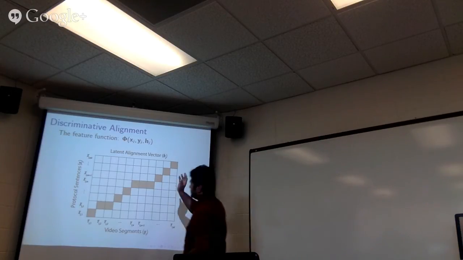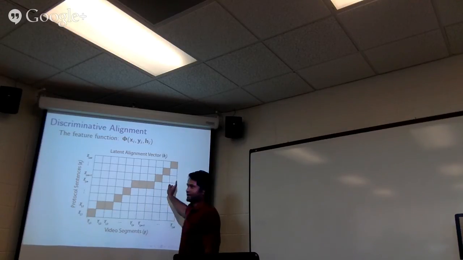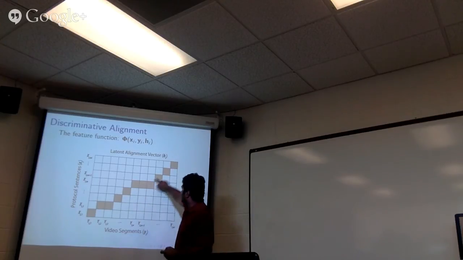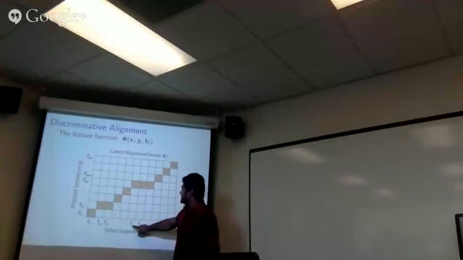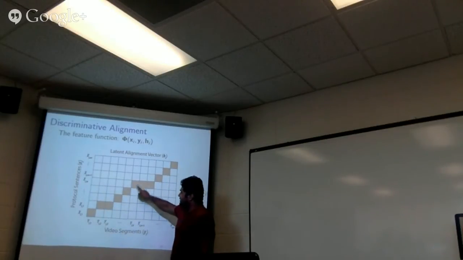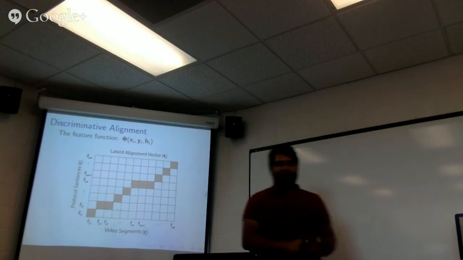And the feature function depends on both the video and protocol features and this alignment. For example, one of our features is the co-occurrence of nouns and blobs. If you think of it, this is my alignment vector that says this y_i maps to x_i. So there is a feature that will trigger for the objects in this video segment with corresponding nouns in that sentence.